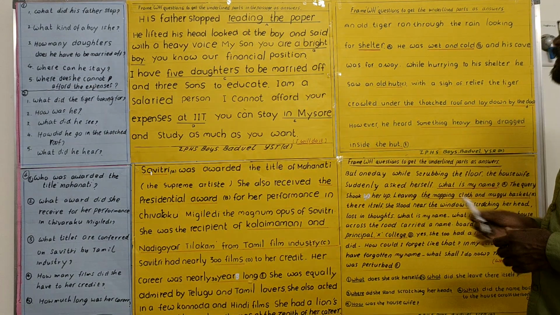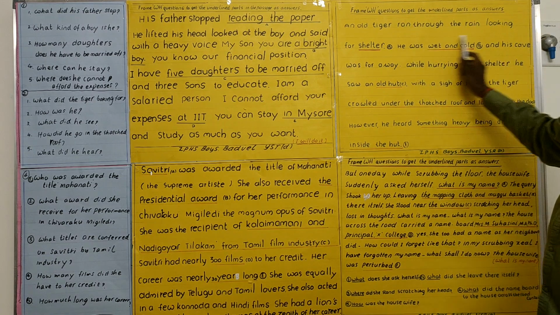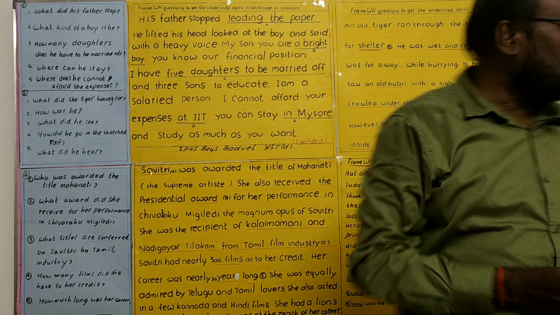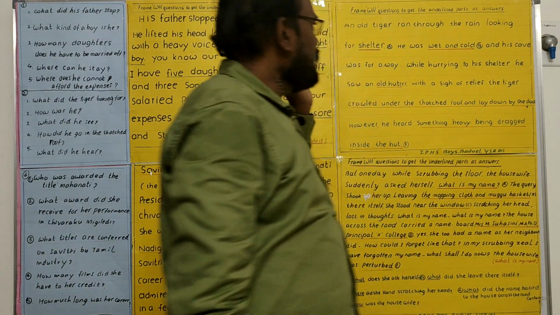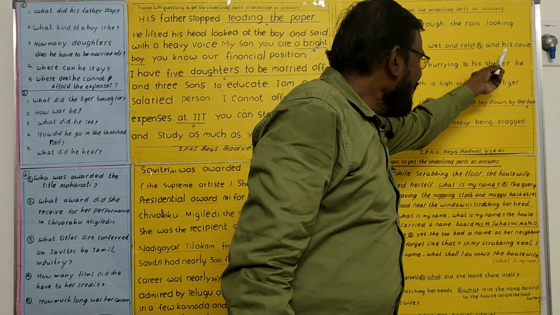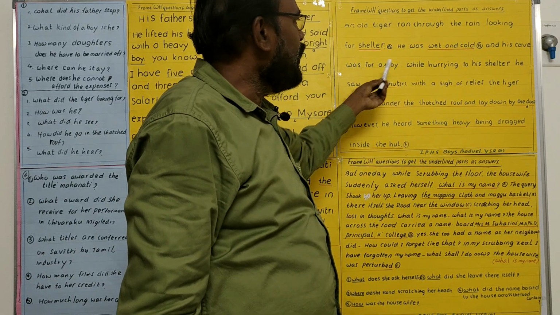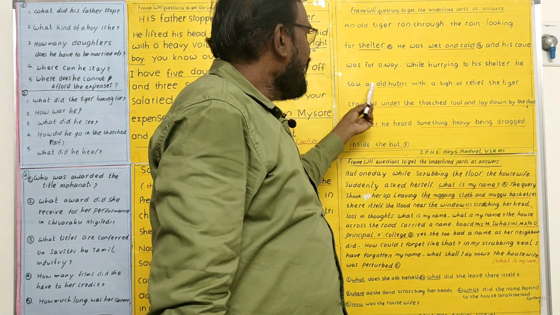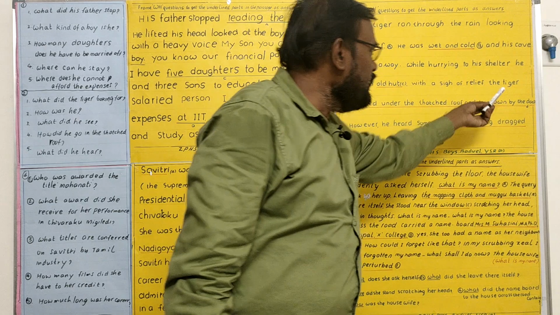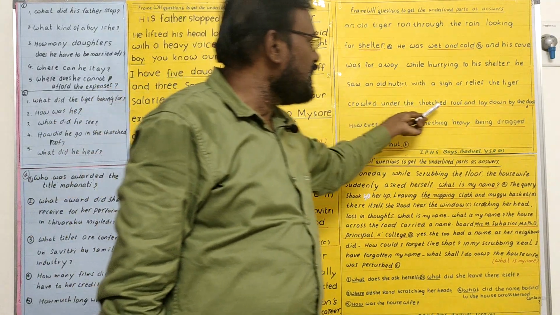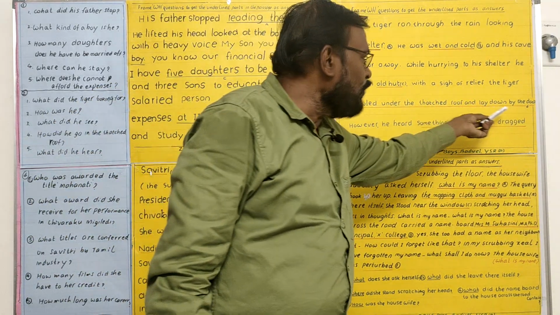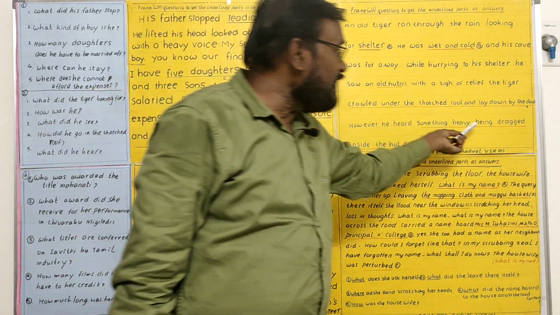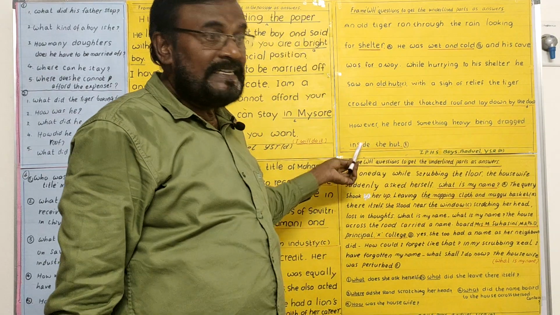And then come to the second paragraph. An old tiger ran through the rain looking for shelter. He was wet and cold, and his cave was far away. While hurrying to his shelter, he saw an old hut. With a sigh of relief, the tiger crawled under the thatched roof and lay down by the door. However, he heard something heavy being dragged inside the hut.